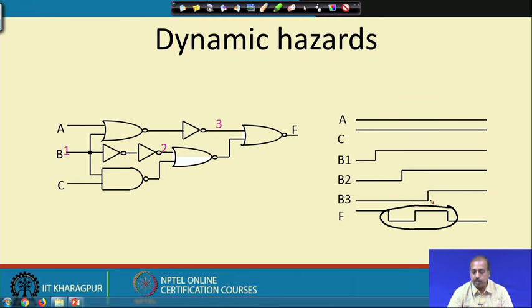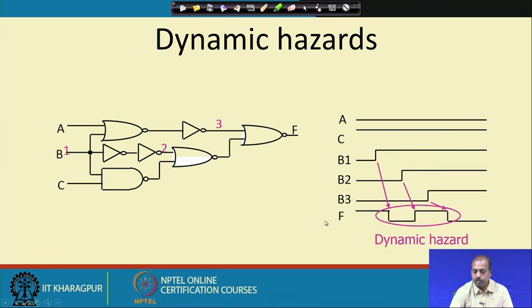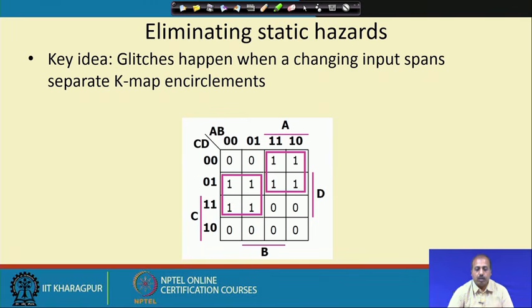You can just trace through this circuit and see that these waveforms are appearing, and that creates the dynamic hazard. So, this has to be avoided. Now, how do we do that? These dynamic hazards are difficult to remove. So, we will be talking about static hazard first.